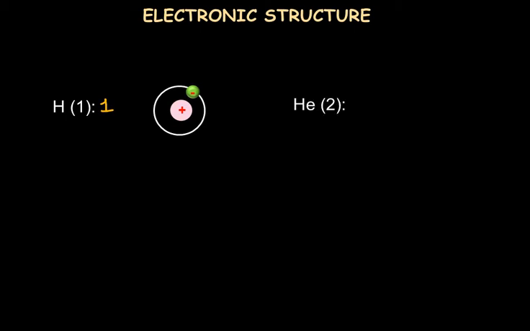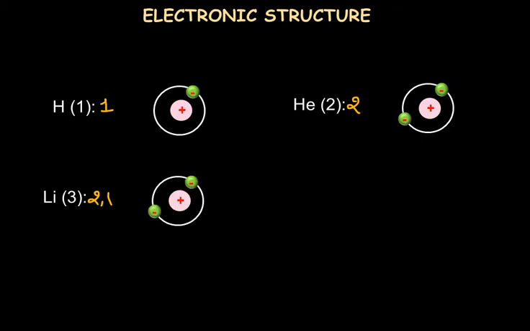What about helium? Helium has 2 electrons. So there are 2 electrons in the first shell of helium, and diagrammatically we can draw a shell closer to the nucleus with 2 electrons. Next, lithium has 3 electrons, and we know that its electronic structure is 2 and 1. So the first shell is filled with 2 electrons, and 1 electron goes in the second shell. Let's start with the second period elements once again.